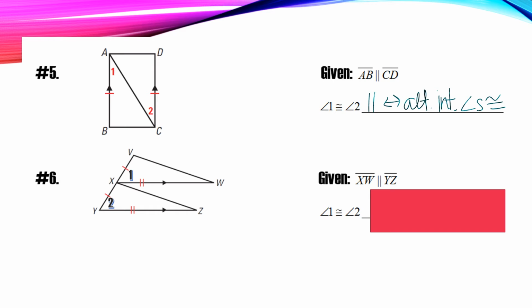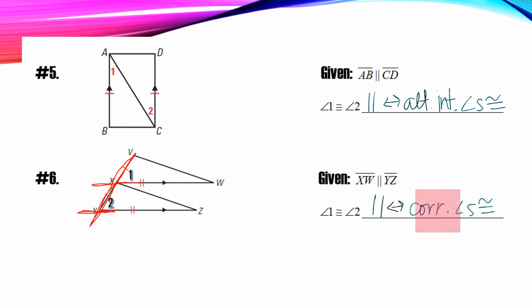For number 6, same kind of concept. So this is your parallel line that you're dealing with, XW and YZ, and then this is your transversal. So 1 and 2, one is inside, one is outside. They're on the same side, so those are corresponding angles. So if we have corresponding angles, it means that their measures are congruent.